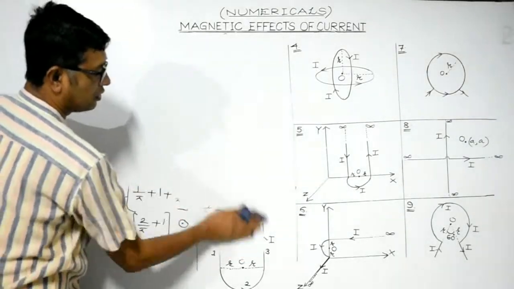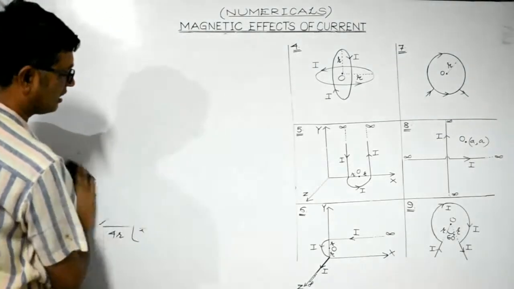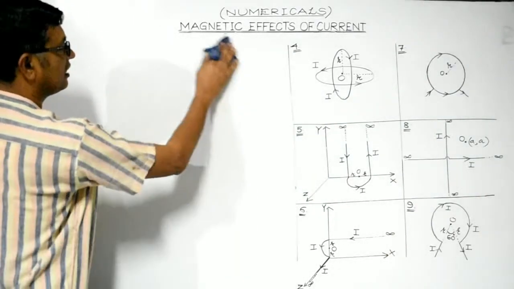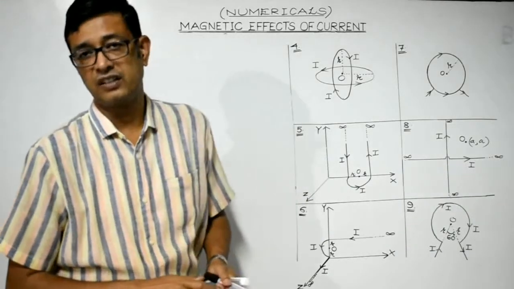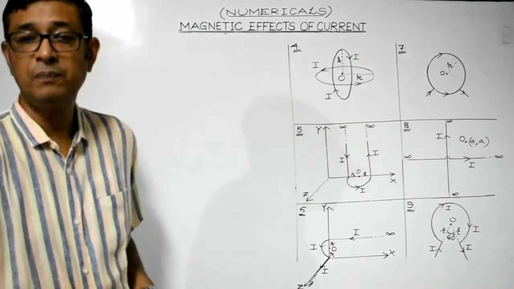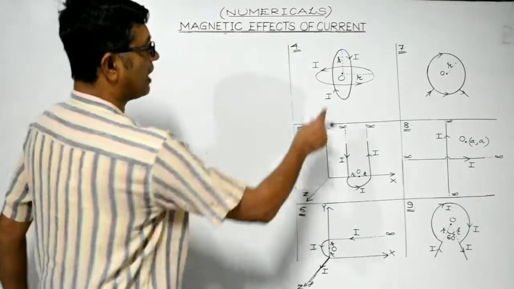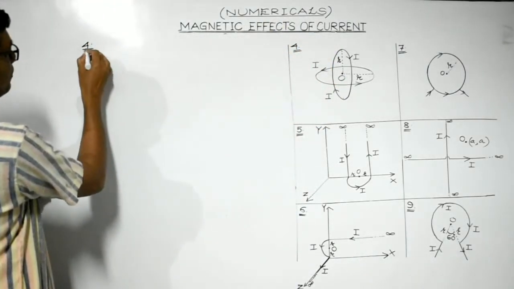So again I repeat, question number 4. It's the case of 2 identical current carrying loops, each of radius r, each carrying current I, and both are concentric, that is having a common center, but their planes are perpendicular to each other, right? We are supposed to find out the net magnetic field at the common center. So let's try this particular question.